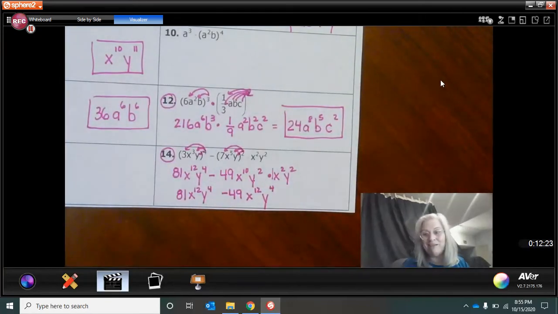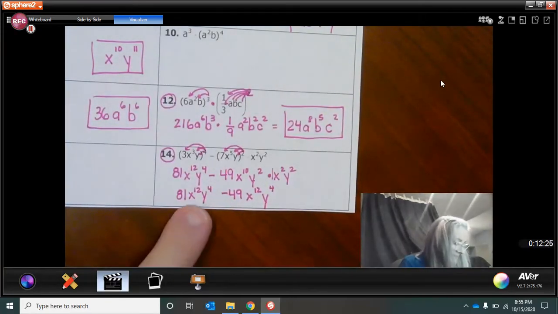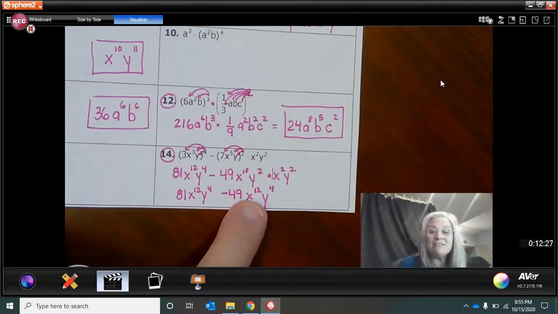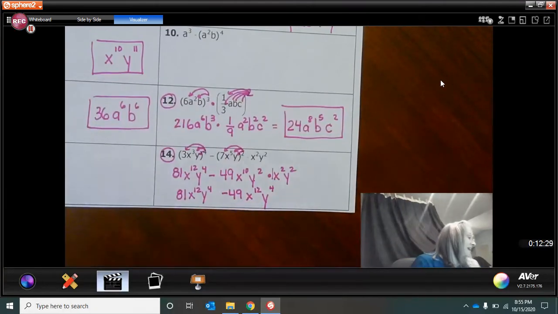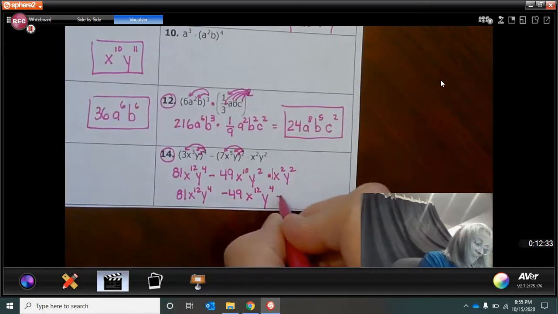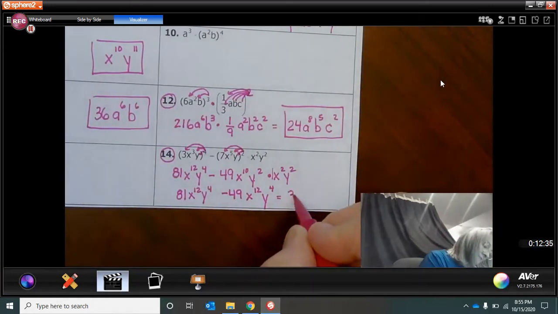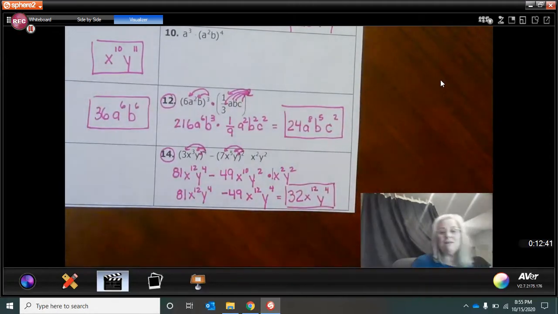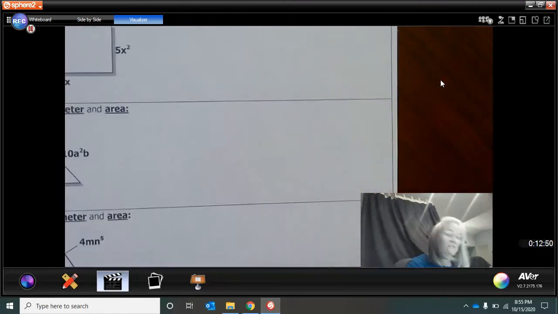Oh, that's awesome. They're like terms. X to the 12th, y to the 4th. X to the 12th, y to the 4th. So now I just need to do 81 minus 49, and I get 32 x to the 12th, y to the 4th. We don't change the exponents when we combine or subtract, add or subtract. Okay, so that was raising to the power, and that comes in handy when we do these next problems, which are our geometric applications.